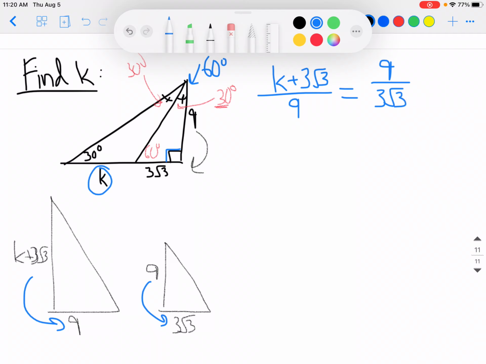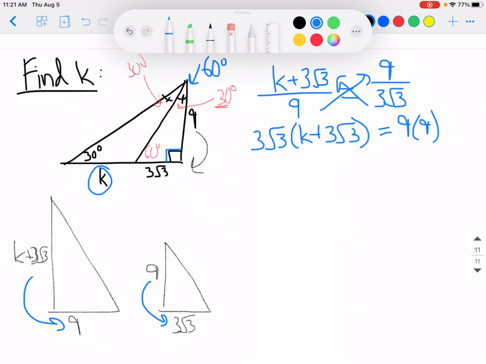And so now we have an equation, we can do some cross multiplying and some solving. So I'll cross multiply, and I'll have 3 square root 3 times the quantity K plus 3 square root 3 is equal to 9 times 9. All right, so now we've got a serious algebra problem going on here, so it should be kind of fun.